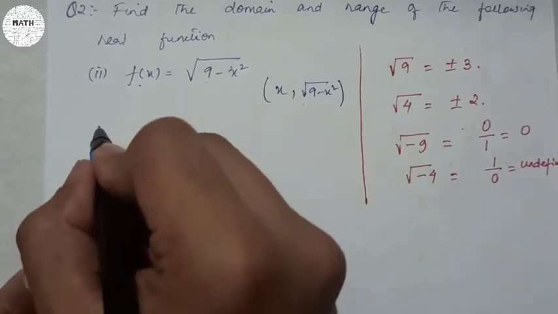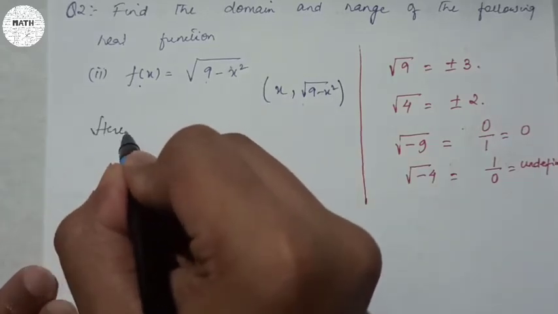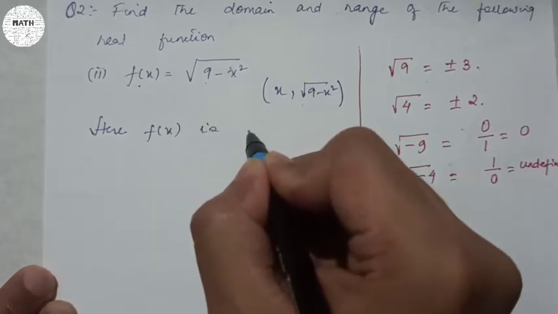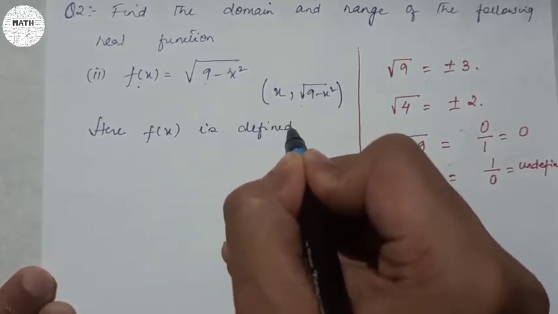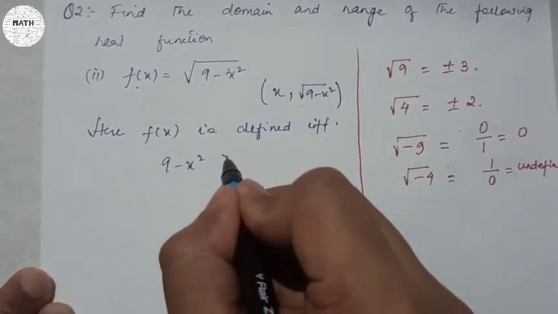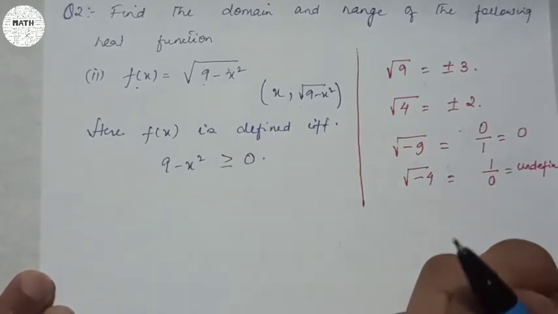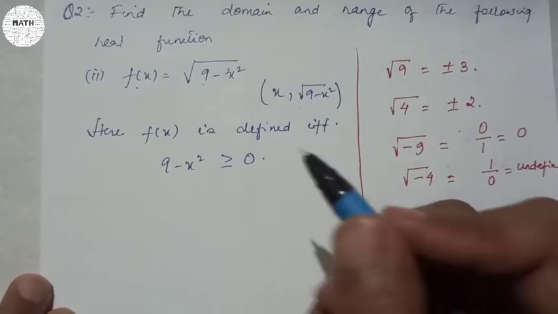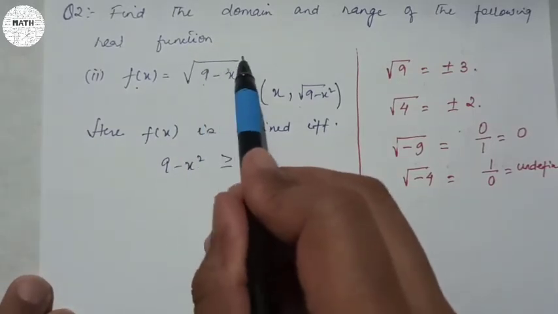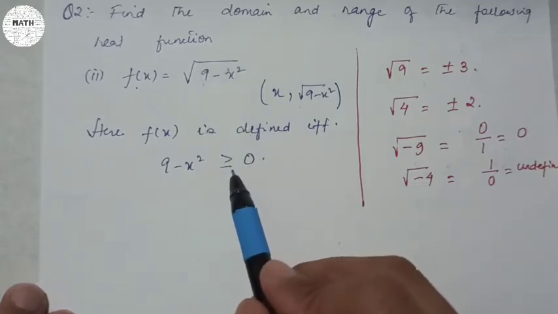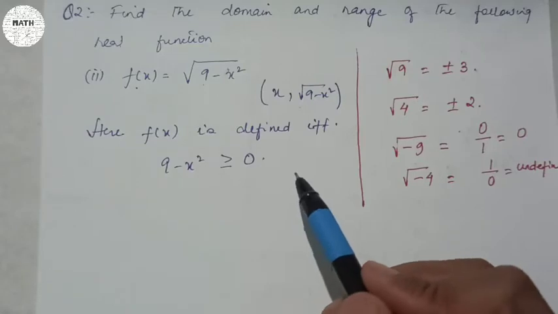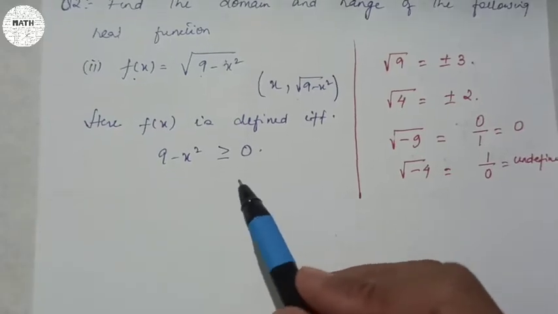So I can say that here f of x is defined if and only if 9 minus x squared is greater than or equal to 0. Now why did I write this one is because 9 minus x squared comes under what? Root over. And root over cannot be negative. So it can be either 0 or greater than 0. Okay, our main concern is to find the domain, don't forget it.